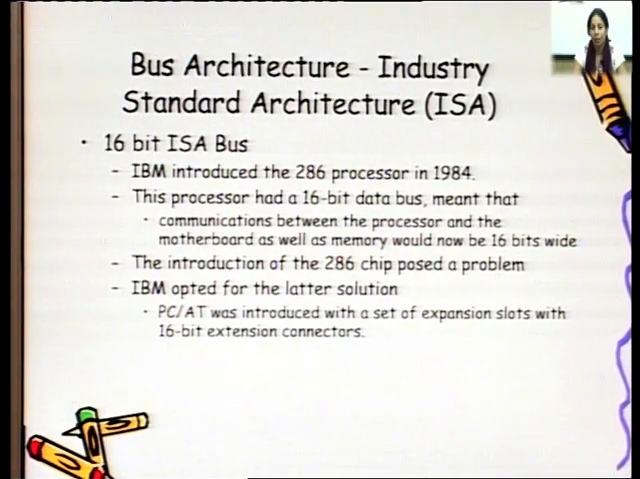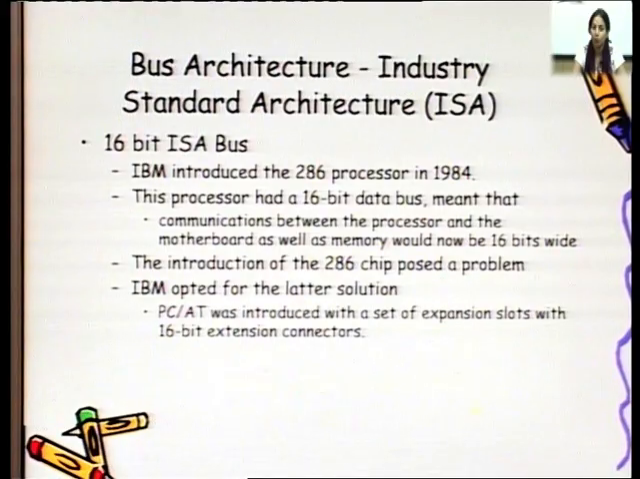Then the 16-bit ISA bus was developed by IBM, introduced with the 286 processor in 1984. This processor had a 16-bit data bus, meaning that the communications between the processor and the motherboard as well as memory would now be 16 bits wide. In the 8-bit wide ISA slot, we have seen that only 8 bits of data can transfer. But in case of the 16-bit ISA slot, we can communicate with 16 bits wide of data.